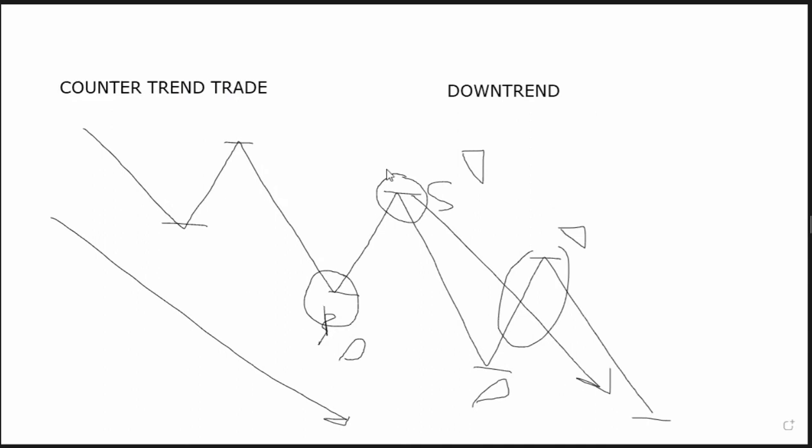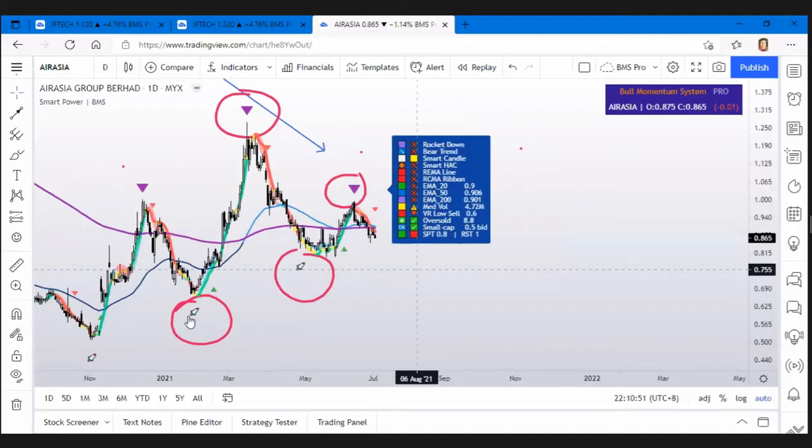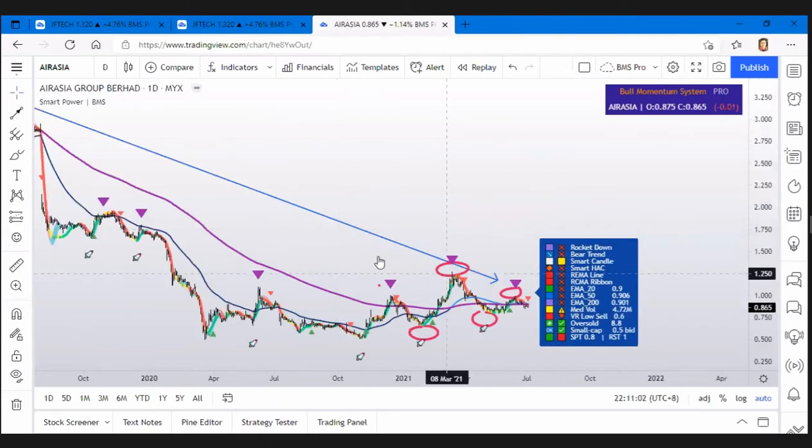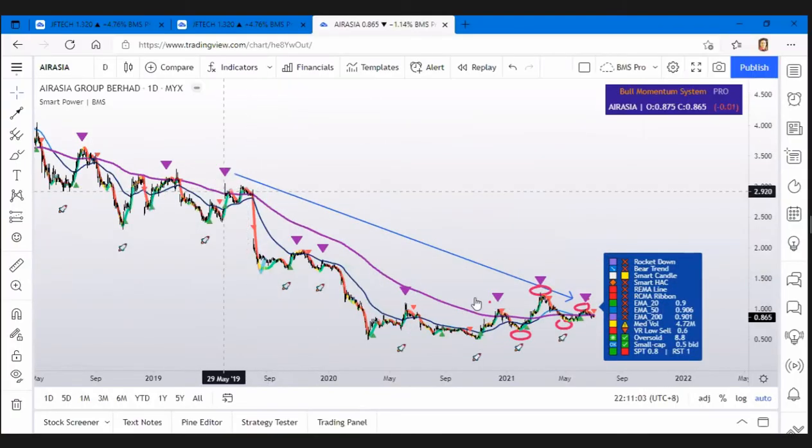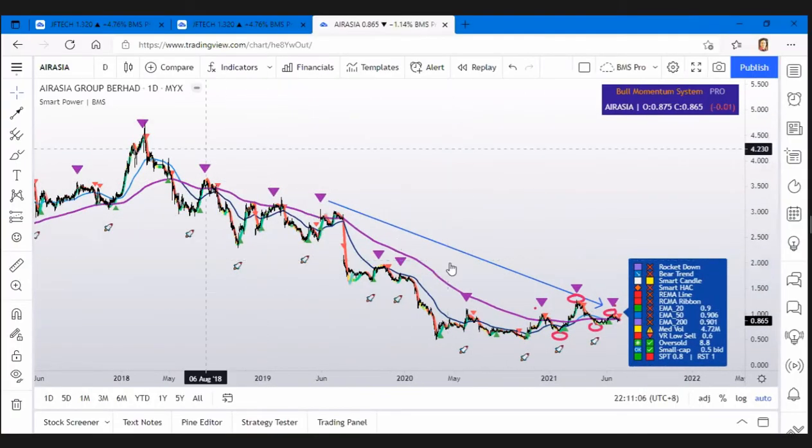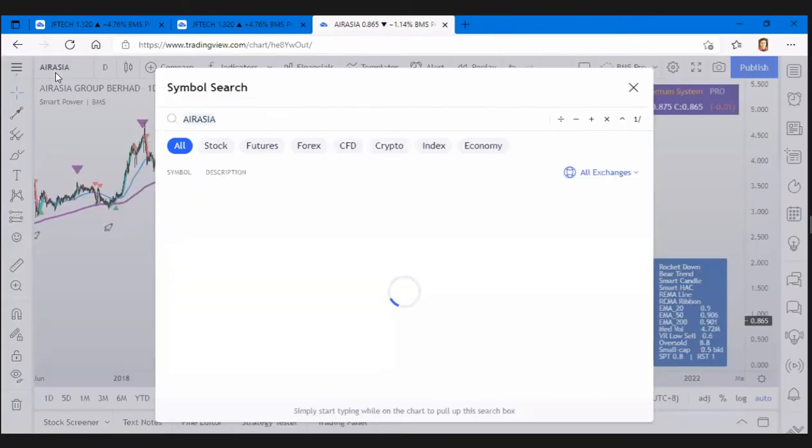All right, exactly what happened here in Air Asia. Here, rocket you buy, purple triangle sell. Rocket you buy, purple triangle sell. Counter trend trade. All right, there's no holding long term because overall this market structure is a downtrend. You are trading with the market that is on a downtrend. Okay, this is downtrend.